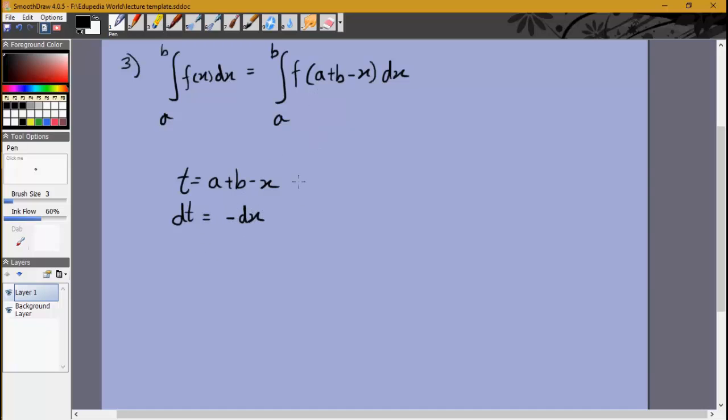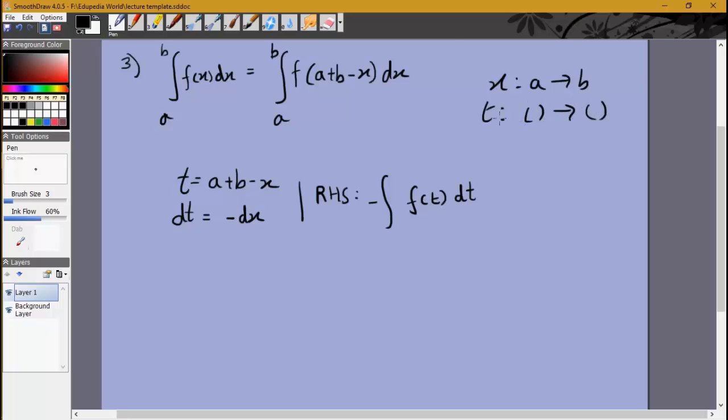And the RHS can be written as the integral. Now here is something you have to remember. When you make a substitution, here what you would get would be f of t, and dx would be minus dt. So minus f of t dt. But another thing you have to change is these limits. Earlier the limits were from a to b. That means the value of x goes from a to b. So now we have to put the limits for t. So if x goes from a to b, what does t go from? We have to put these values here. When x is equal to a, t is equal to b. And when x is equal to b, t is equal to a.